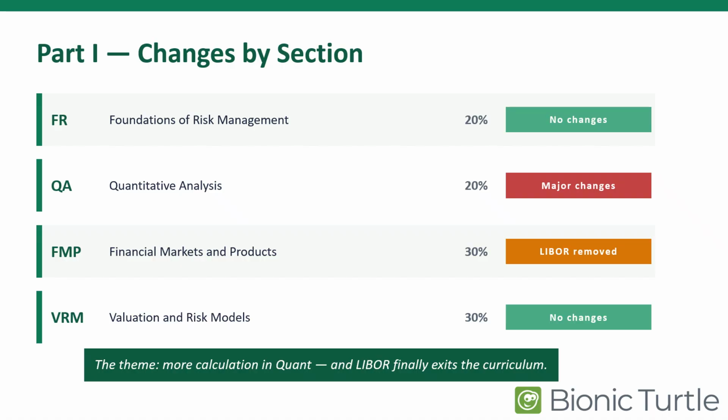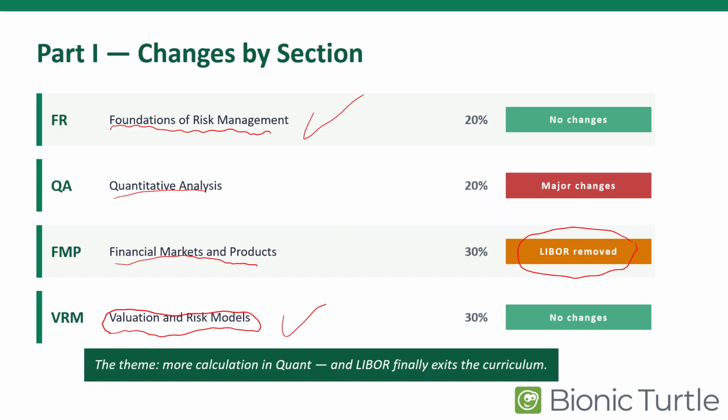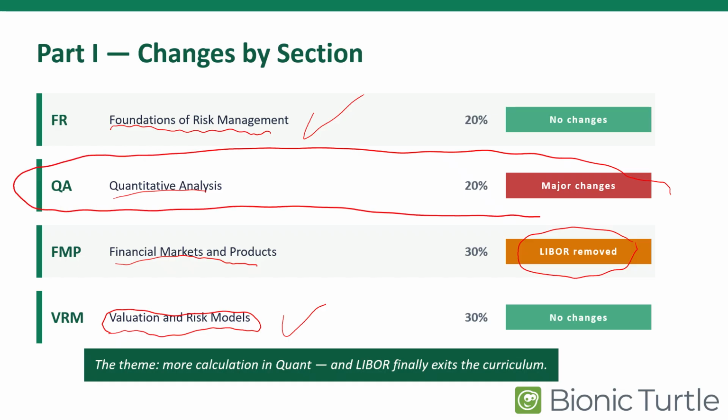As many of you know, there are 4 sections in the Level 1 curriculum. We have foundations of risk management, quantitative analysis, financial markets and products, and valuation and risk models. With valuation and risk models and foundations of risk management, we had no changes. In financial markets and products, we had a slight change because LIBOR was removed. However, the vast majority of our changes are structured right here in quantitative analysis.